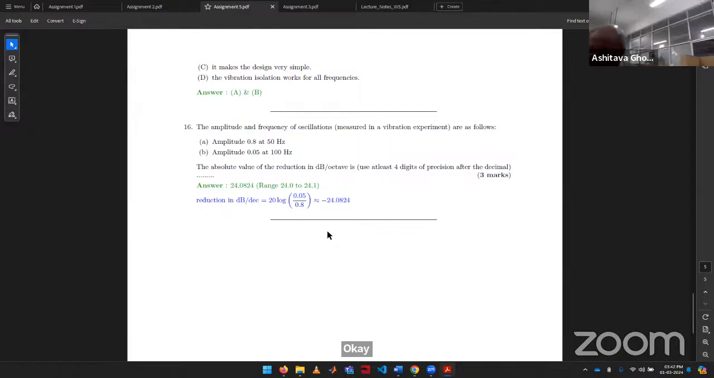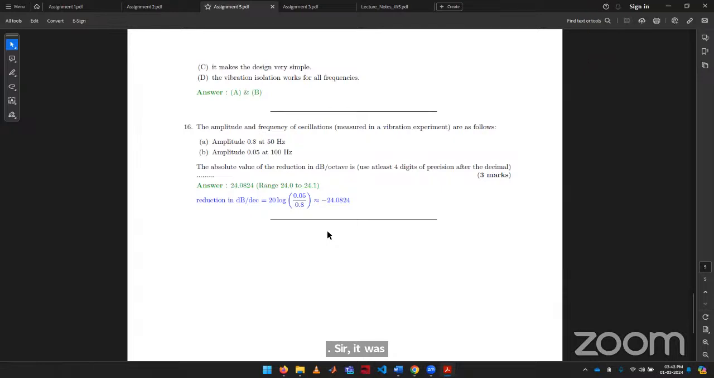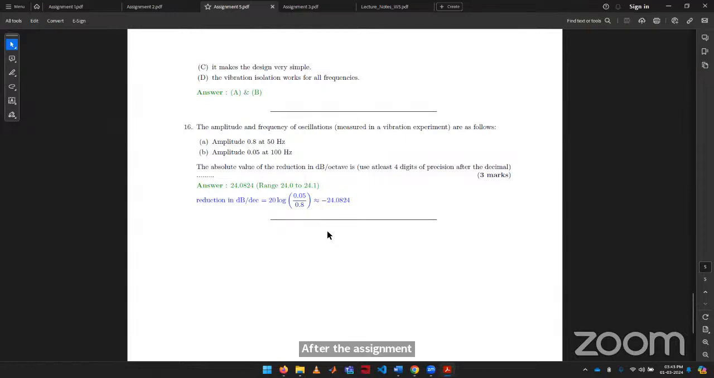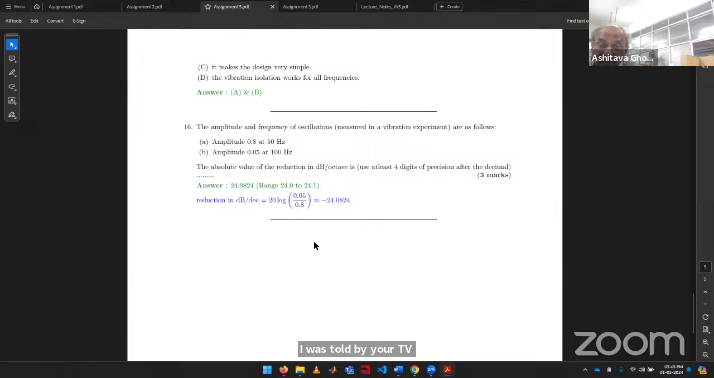Okay, so I will talk to the TAs. They are not supposed to solve the question paper before the last date of the assignment. Yes, sir, I can understand it, but the formula should be taught right now. No, this formula you can type anywhere.